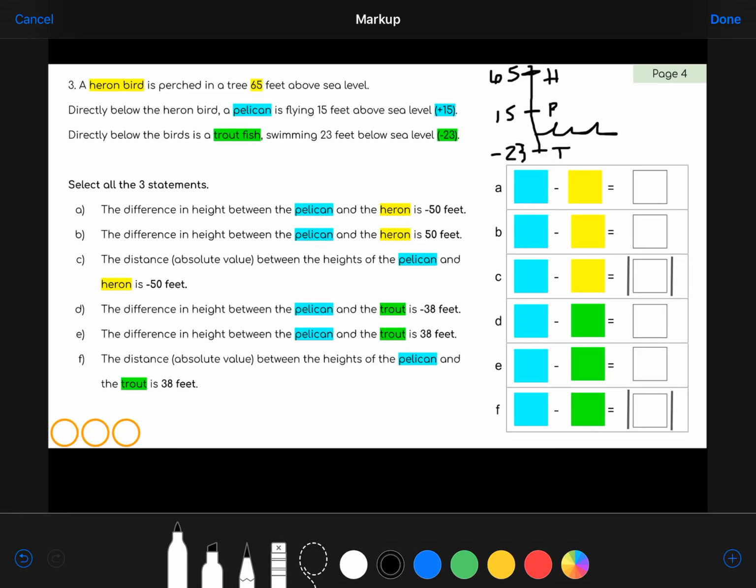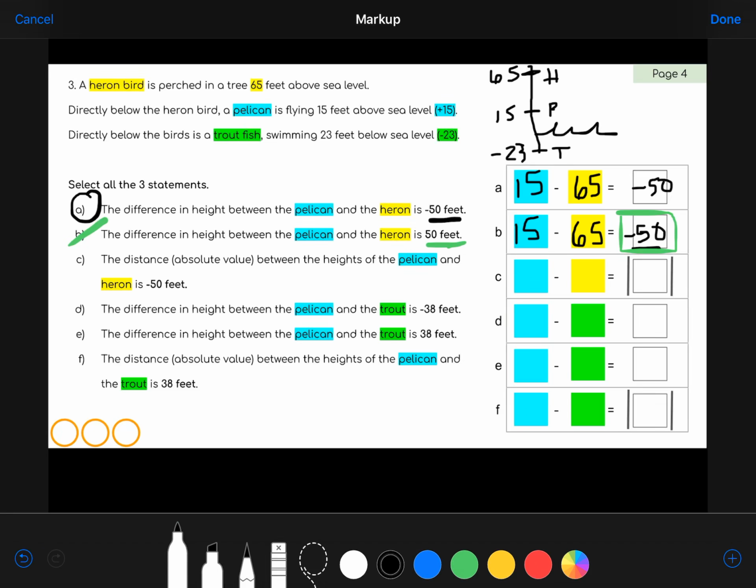So the height of the pelican is 15 feet. I'm going to subtract the height of the heron bird, which is 65 feet, which would give me negative 50. And I see that matches here, so A is true. B says the difference in height is positive 50 feet, so we're doing that again. 15 minus 65 is negative 50. This answer here does not match, so B is not correct.